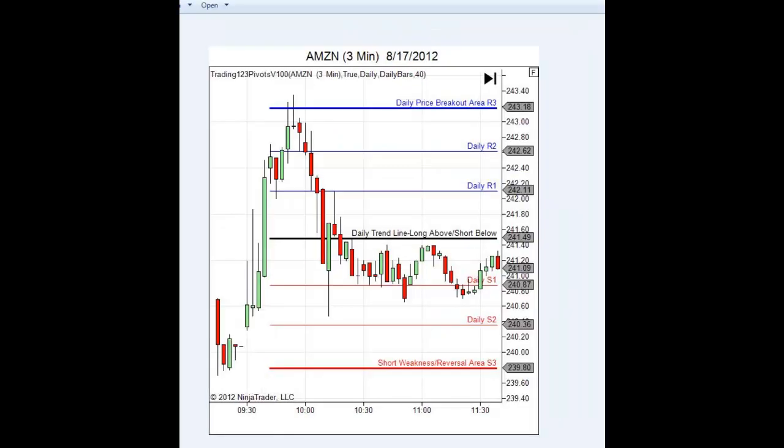And here we have the mighty Amazon screeched up here at the open. It got a long wicked candle telling you the top's in. It couldn't get through the R3 level. Short under 243, with the target right down here at the daily trend line. And it nails it right to the T. So that's how you trade the pivots with the Trading123 software.